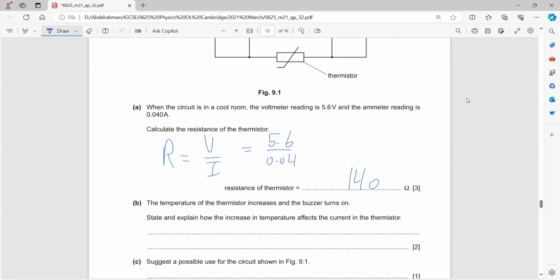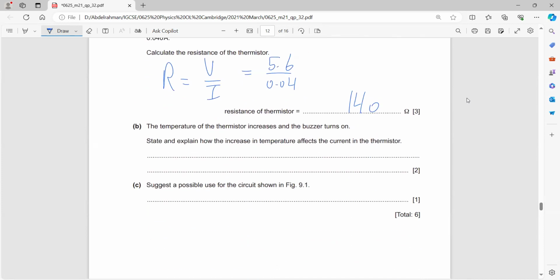The temperature of the thermistor increases and the buzzer turns on. State and explain how the increase in temperature affects the current in the thermistor. The current increases. Why? Because we decreased the resistance. Okay, so whenever the temperature increases, what happens to the resistance? The resistance decreases, correct? Okay, decreases. So the current increases.